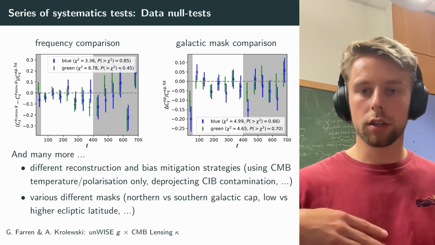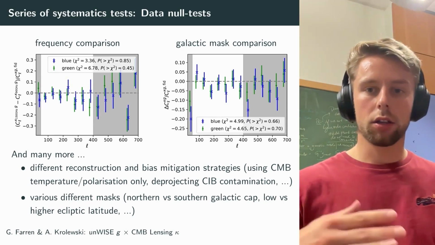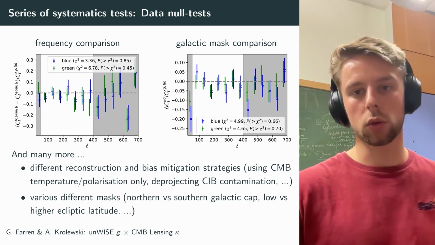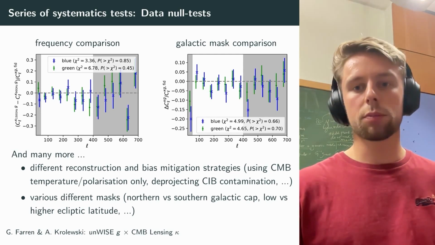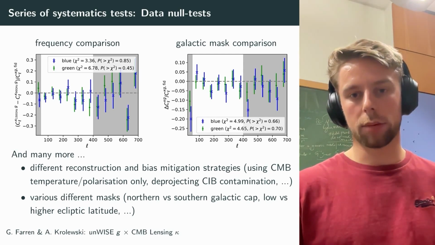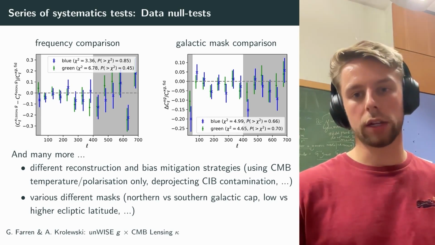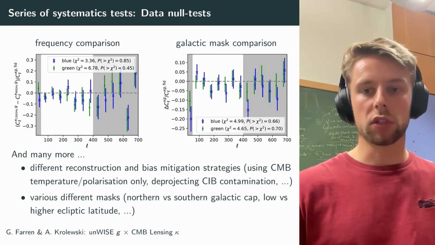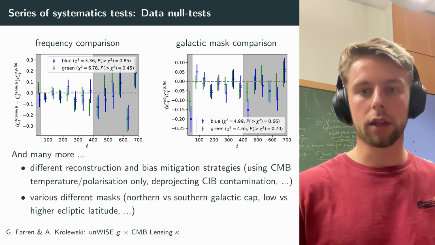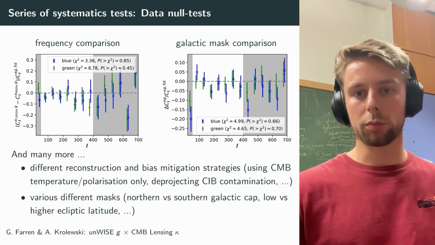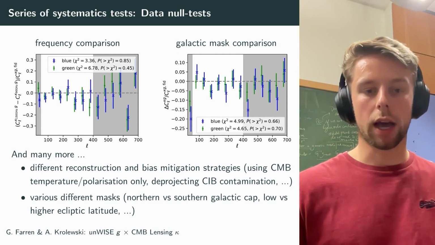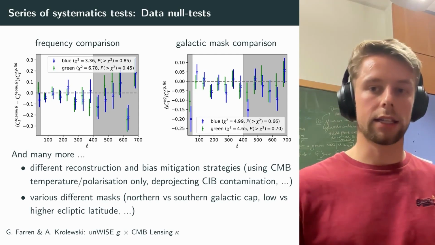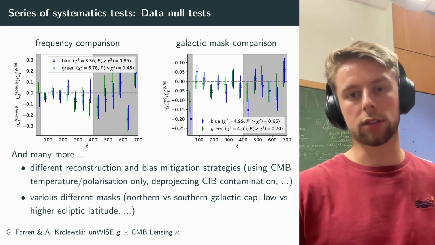Then we also do a number of null tests on the galaxy side using different masks. I've shown here a comparison of two galactic masks: one that uses the 60% of the sky with the lowest dust contamination, and one comparing to an analysis that uses only 40% with the lowest dust contamination. But we also did tests using only the northern or southern galactic cap, and comparing our baseline footprint with a footprint that's restricted to high ecliptic latitudes, where the unWISE depth is higher and there are fewer concerns about contamination like zodiacal light.